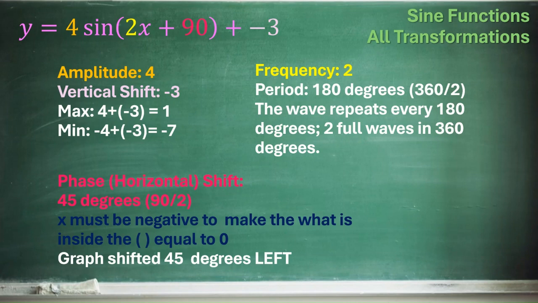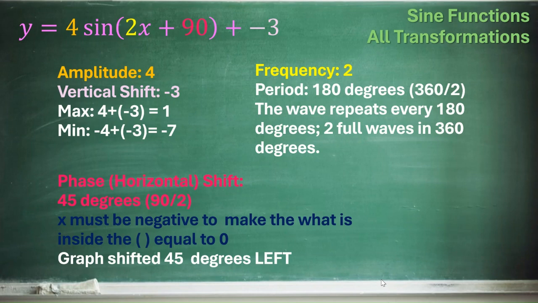And by the way, this is a lot of transformation, and this would be really hard to graph if you were doing this by hand. So if you are, I would suggest that you graph all the transformations except for the frequency change initially, and then you do the frequency change last. That's what I find is easiest.